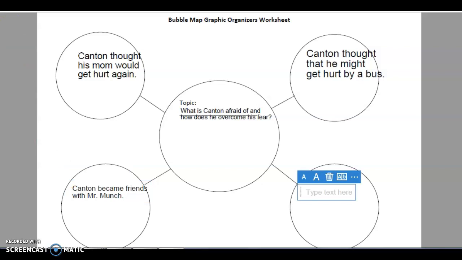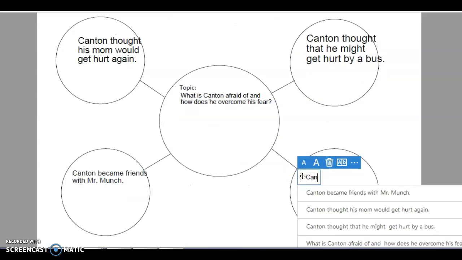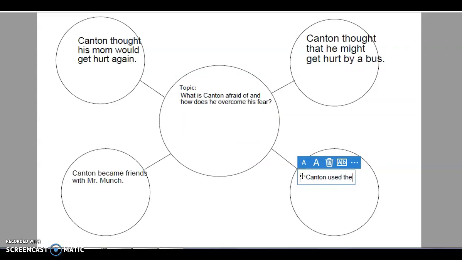Then I also think that Canton used the broom dog that Mr. Munch made for him as sort of a support stuffed animal, kind of a replacement for a stuffed animal. So I'm going to type that down here in this box. Canton used the broom dog as a support stuffed animal.